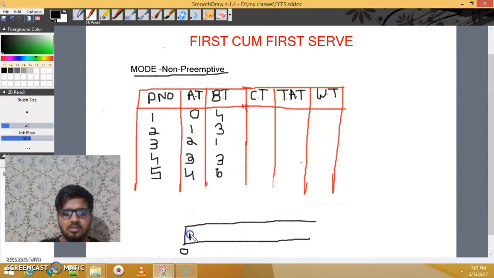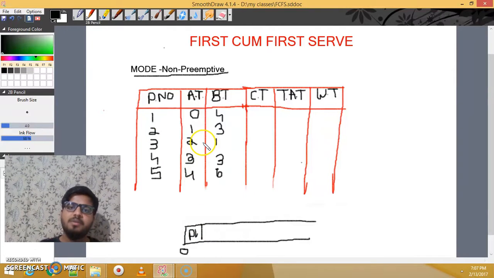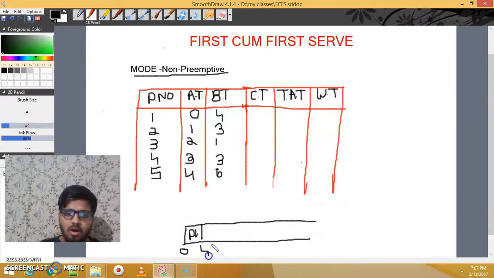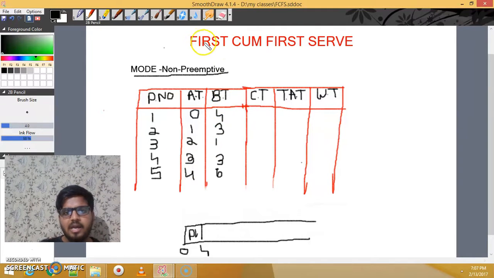Process P1 now came. How much time will it execute? 4 units of time. So on 4, process P1 is completed. On 4, all the arrivals are available. Look at this, process P1, P2, P3 and P4 are also available. Now perform any algorithm. Now I am performing first come first serve. It means whoever comes first, I will serve first.